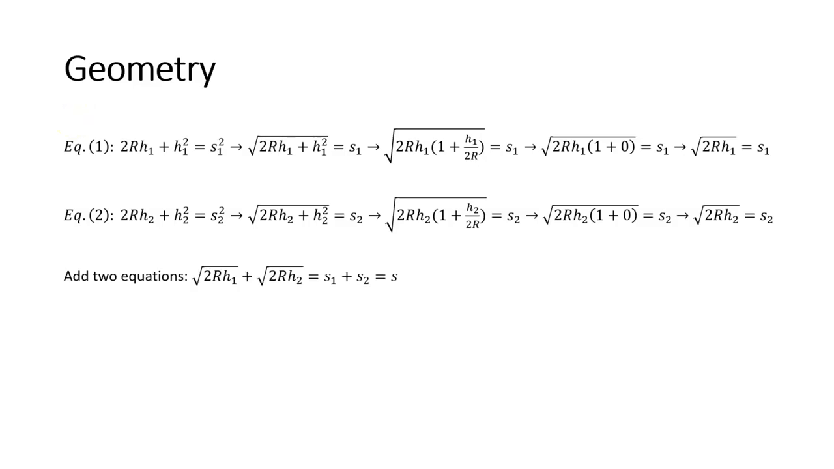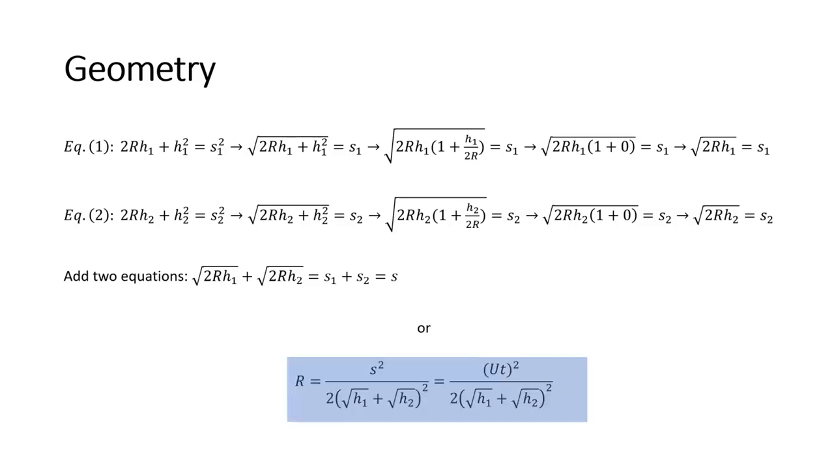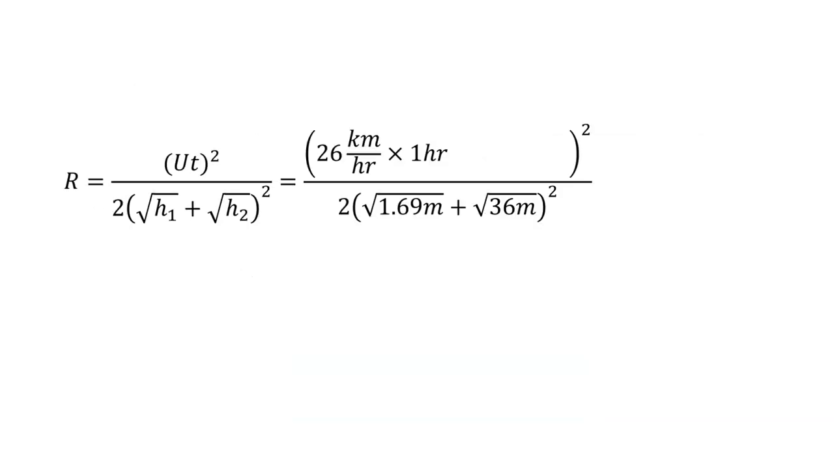Now we add these two equations and we know S1 plus S2 is equal to S. So we arrange this equation to write the Earth radius in terms of S, h1 and h2, and we know that the total distance is equal to the velocity u multiplied by the time t. So this is the final equation that we are going to use to numerically find the Earth radius.